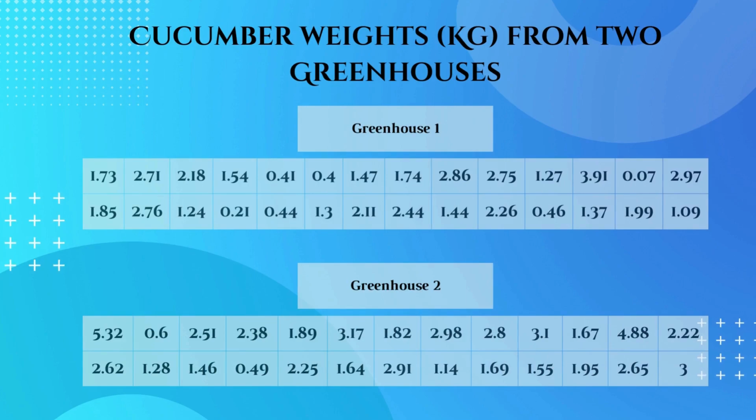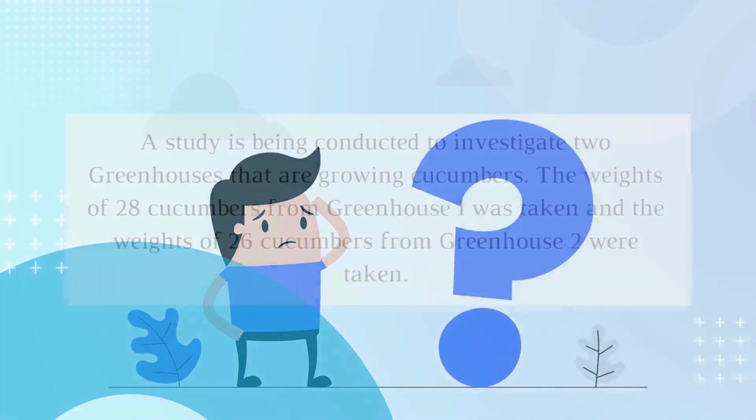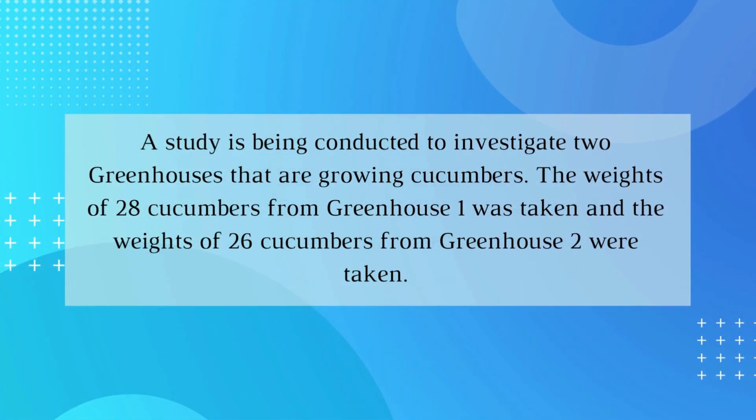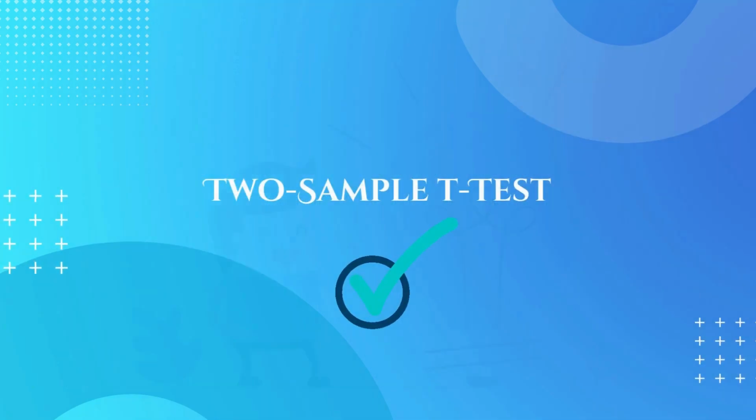Here's the data collected from the 2 greenhouses. Now, which hypothesis test should we choose? Paired t-test or 2-sample t-test? Let's look at the case study again. We have data collected from 2 different greenhouses. The sample sizes for the 2 greenhouses are different. Hence, it would be best to use a 2-sample t-test.